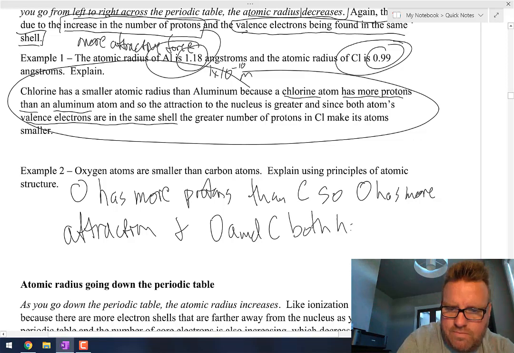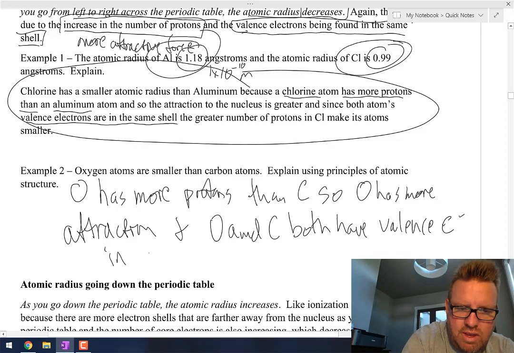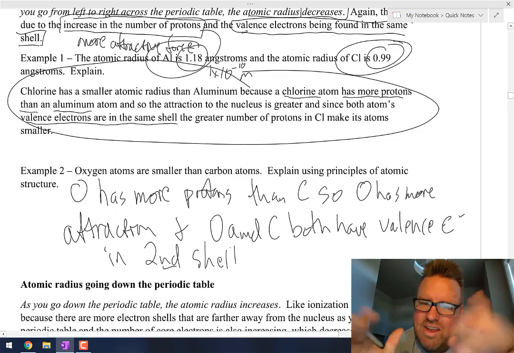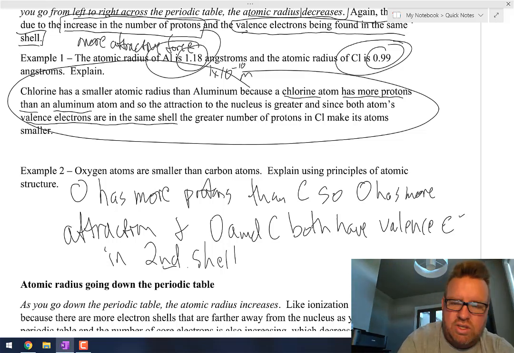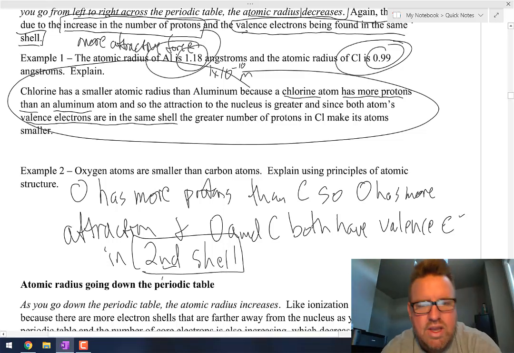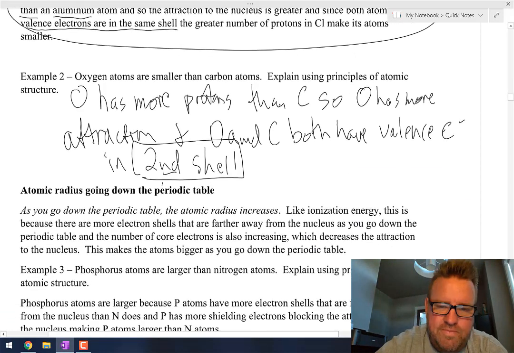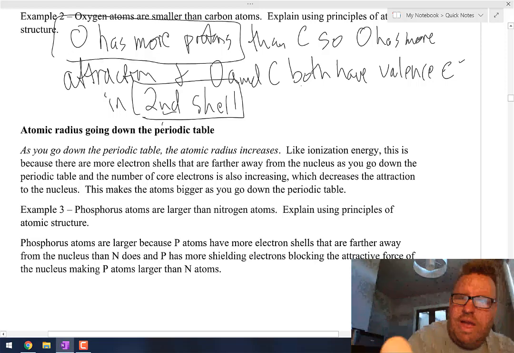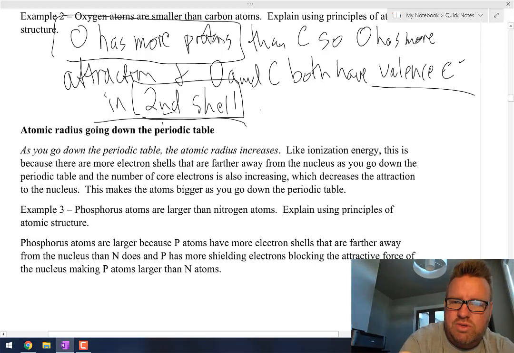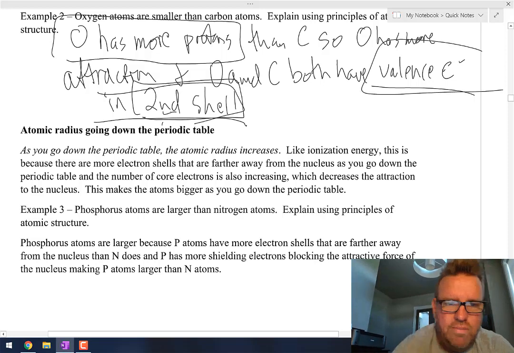Both have valence electrons in the second shell. See how I kind of said that differently from above? Okay, above, it said that the valence electrons are in the same shell. So here I just identified what shell that is. Did I have to say that? No. Could I have just said again like above, oxygen and carbon both have their valence electrons in the same shell? Sure. And that is perfectly fine, because again, that's what I'm looking for. And valence electrons in the same shell, that's what I'm looking for as well.